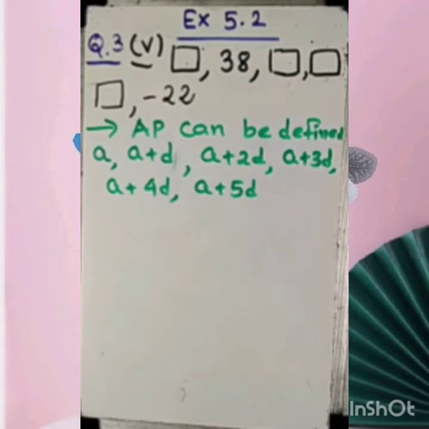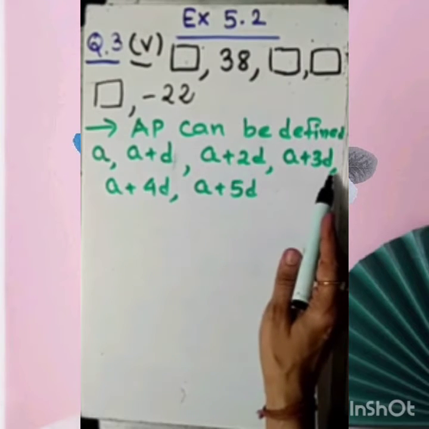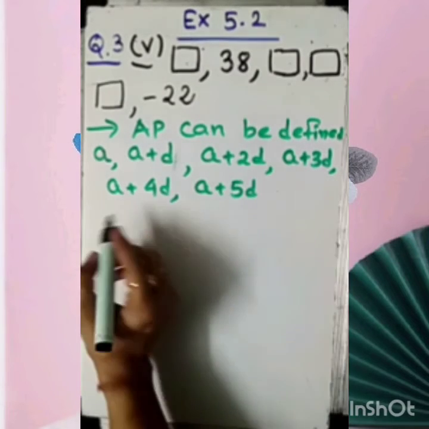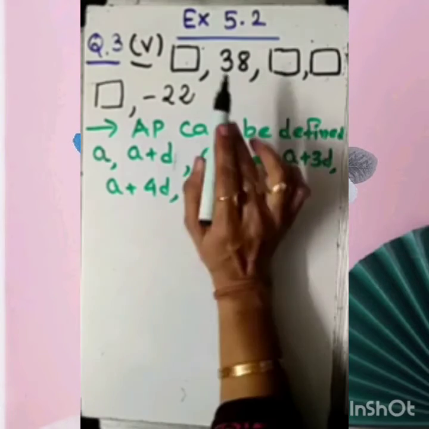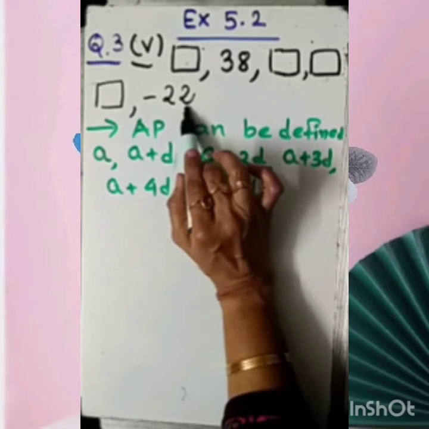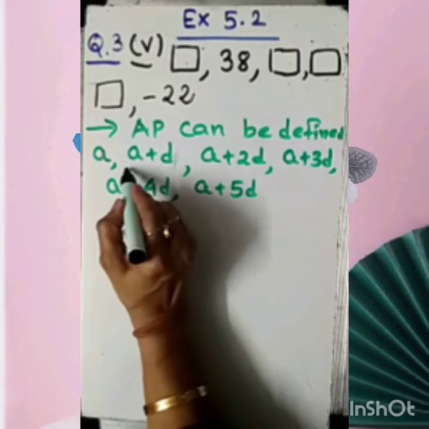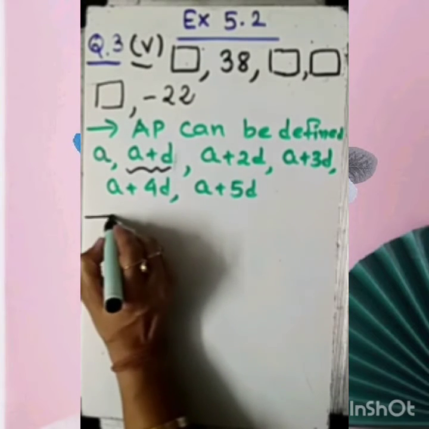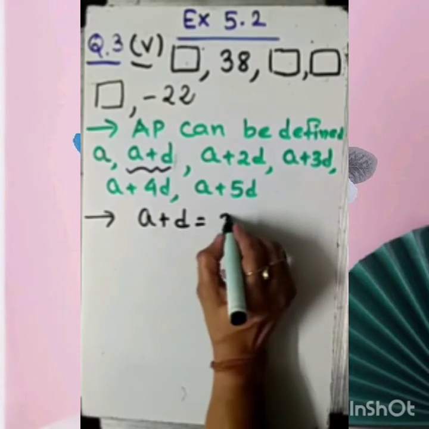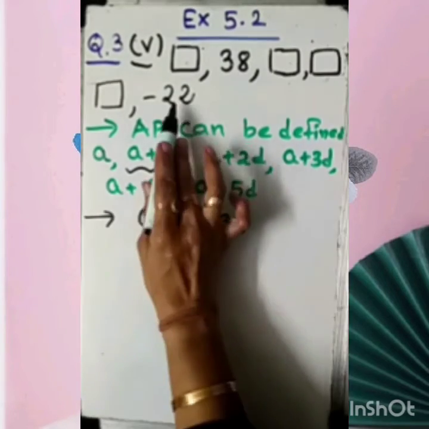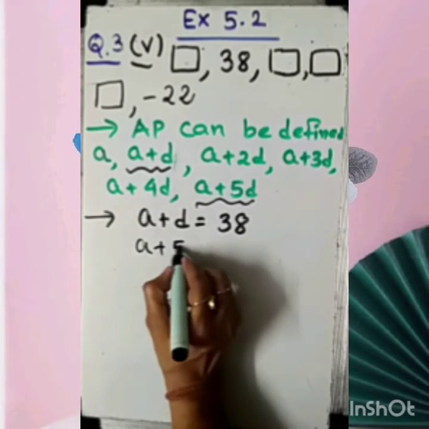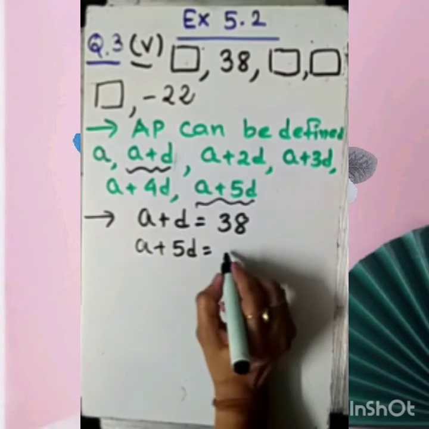So according to this, here I need to compare. You can see here the second term and this sixth term we are given. So the second term is defined by A plus D, agree? So if I compare with that, then A plus D will be 38. Yes. And this is the last term, that is A plus 5D. The value of A plus 5D with us is minus 22.